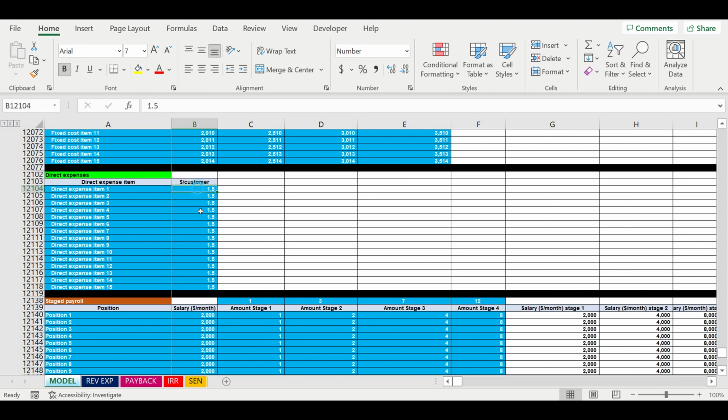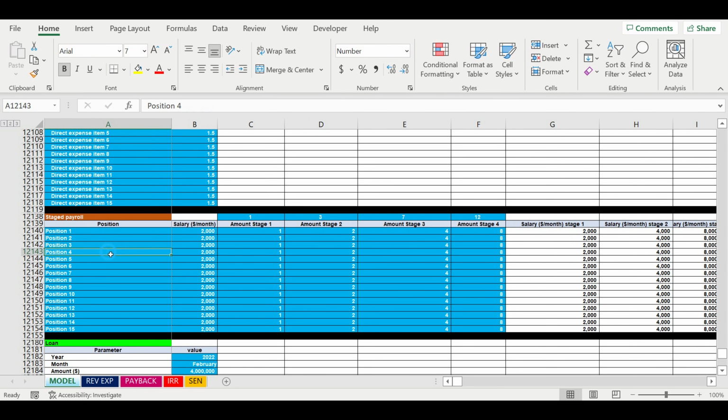So this is the spend, this is the item, and all these direct expenses are calculated also automatically. Then we have another type of payroll. We have a staged payroll.